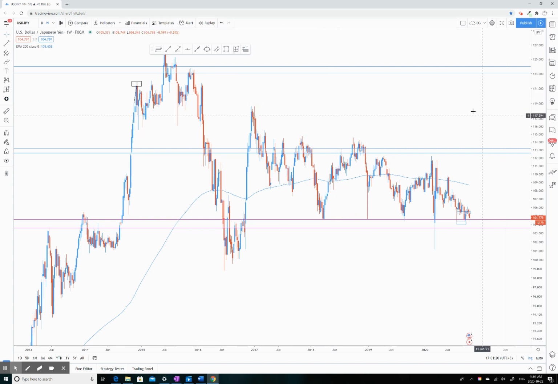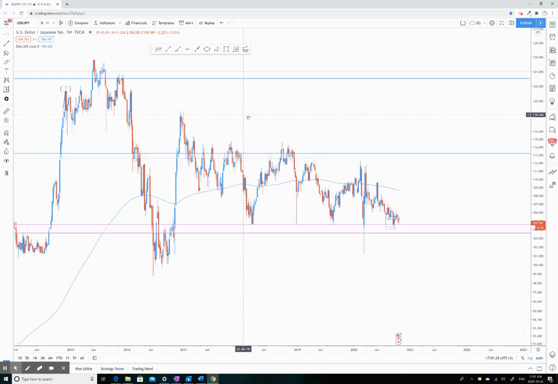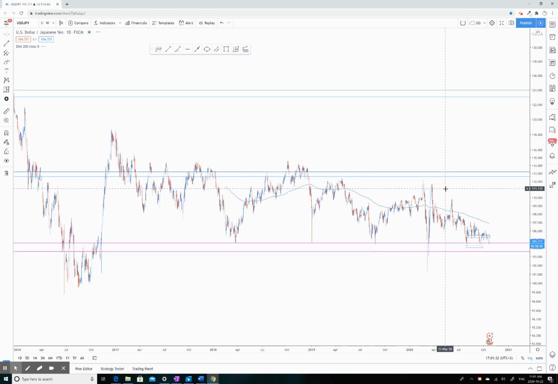Okay, yep, so it's the 200 EMA. We can see we're quite a bit lower than this. Now, the reason prices are above here is that this is the weekly time frame. If we go down to the daily, this will give us a better look.